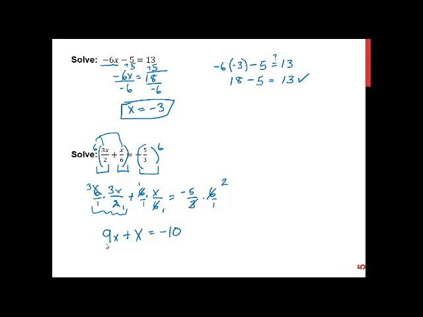Alright, now we have some terms that need to be combined. 9x plus x is 10x. That is equal to negative 10. We've got 10 x's, but we want 1x. So we'll divide both sides by 10. And we get x equals negative 1.